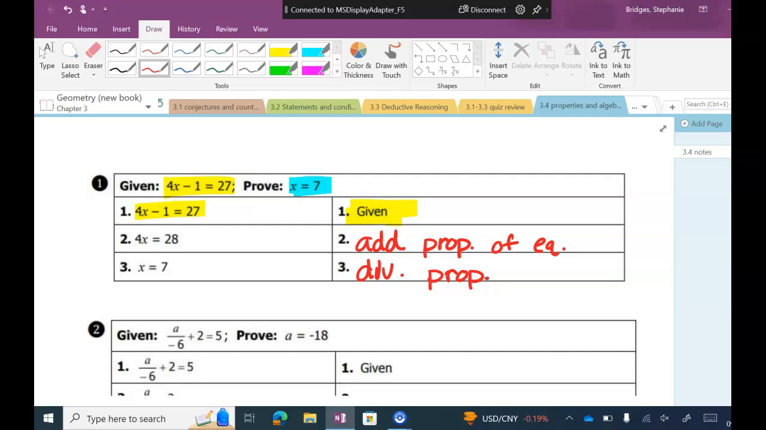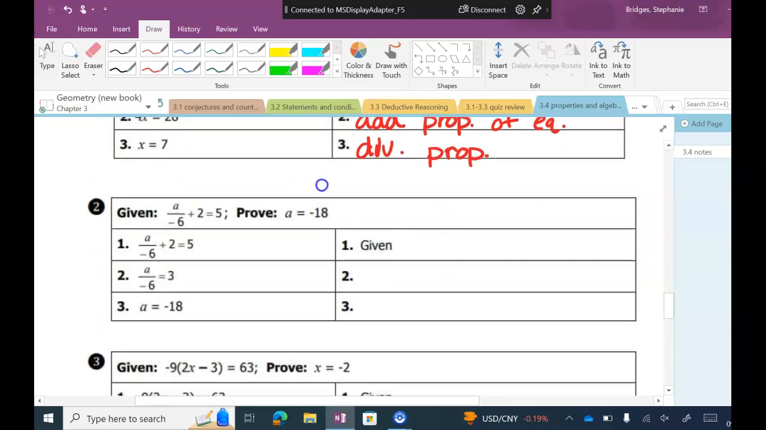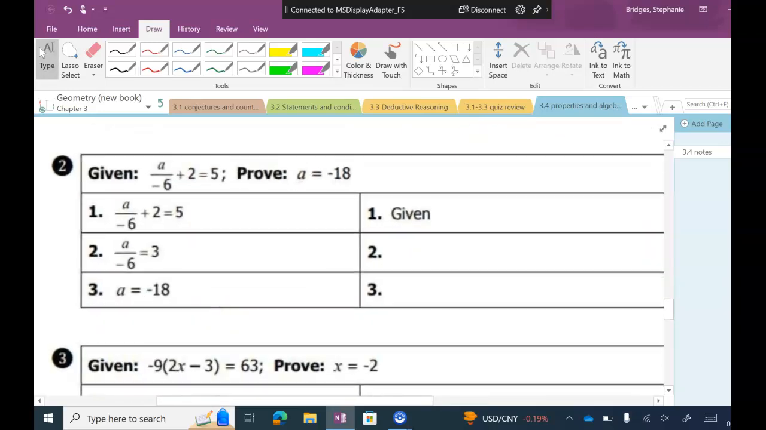Okay. So basically you're solving an equation and you're just justifying that by what properties you're using. So what I want you to do is take a look at number 2. Again, the very first step is my given statement, and the reason is because it's given. Always, always, always the first part. What I need you to do is think about solving that equation, and if it helps you to go to the side and solve it like I did here so that you can see what you're doing, you can do that. My next step says a divided by negative 6 is equal to 3.